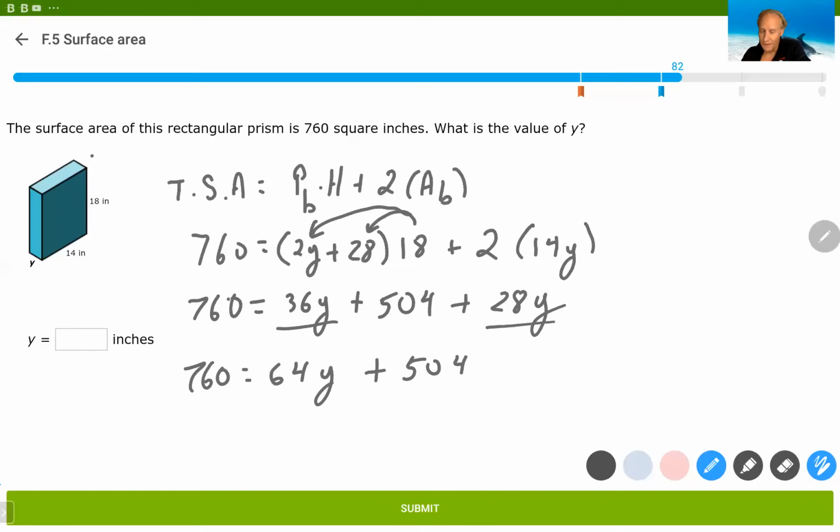I could have made it easier by laying this thing on its side so that this face right here, this big face, is the base. And it would have made your life much, much easier. There would have been a lot less simplifying and so on. But it's fine. I'm just going to leave it as it is. Subtract 504 from 760. And we're going to divide by 64. And we get 4. So y is equal to 4 inches.